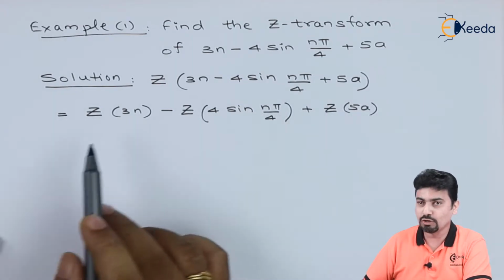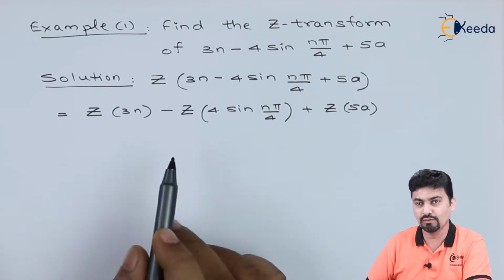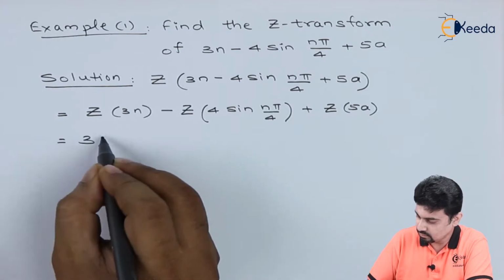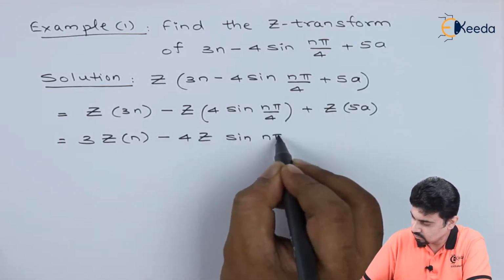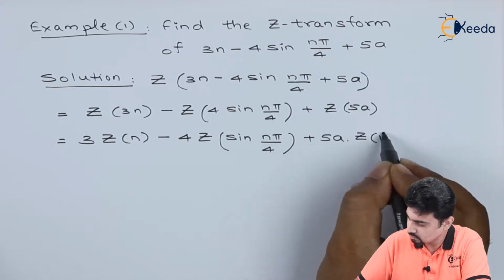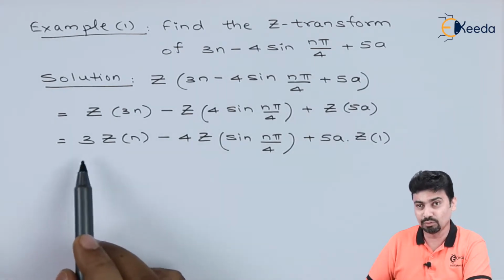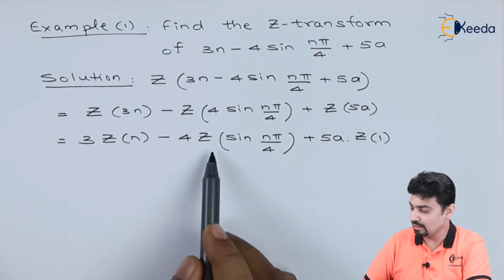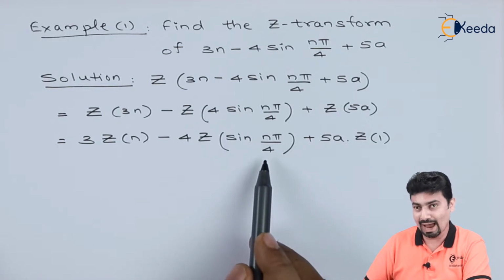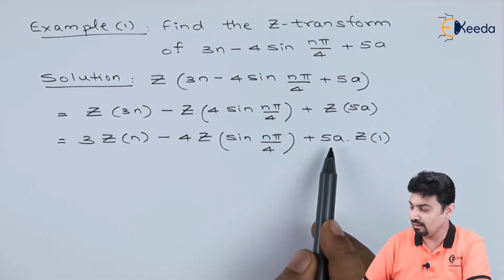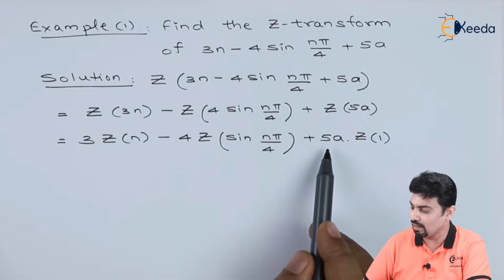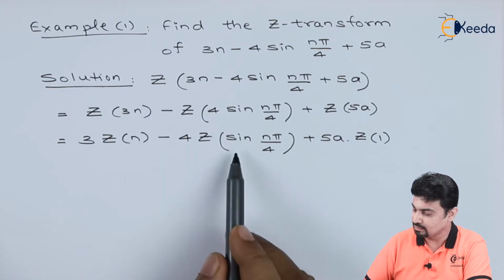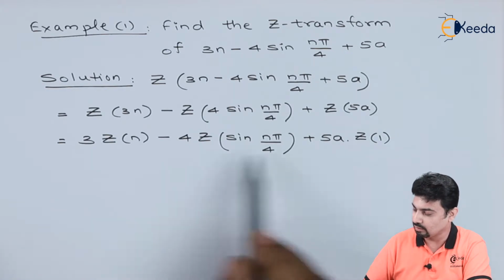We know that we take the constant outside and apply Z transform only to the function. So let us take the constants outside for each of the three functions. Thus we can see that in the first function we have taken 3 common outside, Z transform of n, minus we have taken 4 common outside, Z transform of sine n pi by 4, and in the last part 5a, the entire part is constant, so we took 5a outside and Z transform will be for only 1. Now let us apply the rules for Z of n, Z of sine n theta and Z of 1 over here.